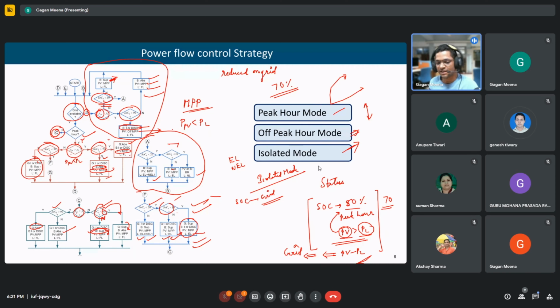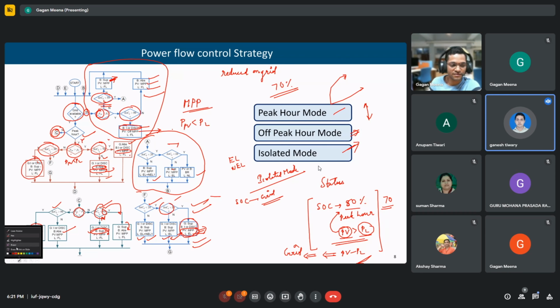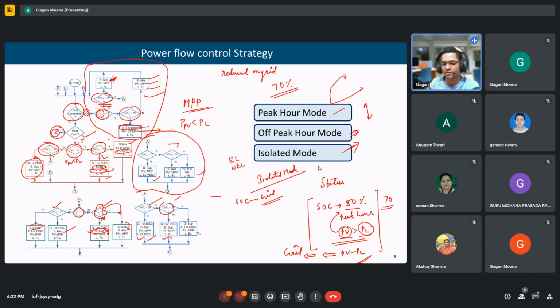Less than 10%, the battery is also not supplying. PV is taking care because PV is operating at MPP, and only PV is supplying the essential load when SOC is less than 10%. So the battery is only supplying when it is above 10%. Means, sir, we are keeping 10% in reserve. Above 90%, no charging, or below 10%, no discharging. So the minimum limit for SOC is 10% and the maximum is 90%.